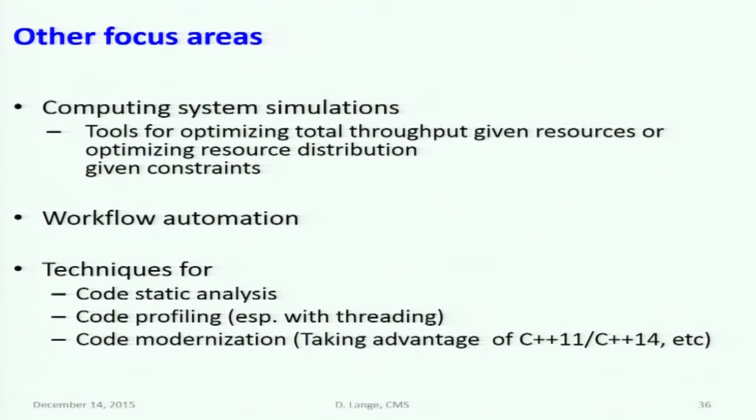So, one slide on a few other areas of research. One thing we've tried to do and haven't been successful is develop a computing system simulation. Our computing system is built of all these sites and potentially has cloud resources, so you can imagine developing an agent-based simulation or other approach to try to optimize how you're using resources.